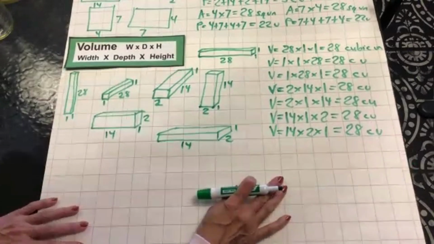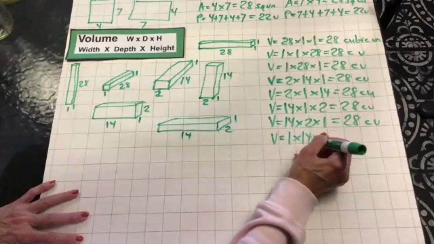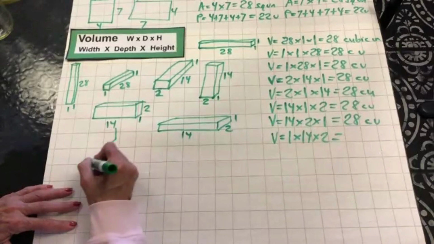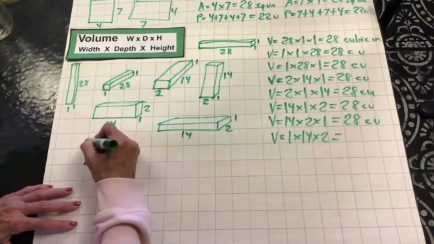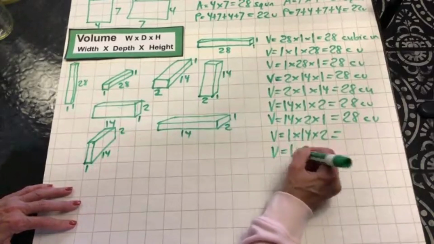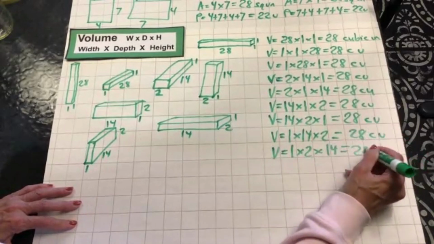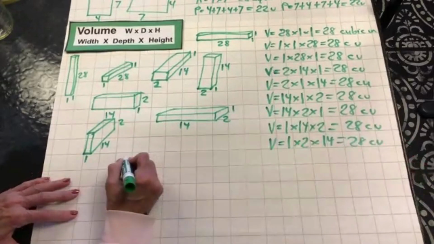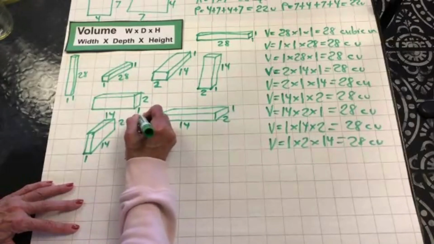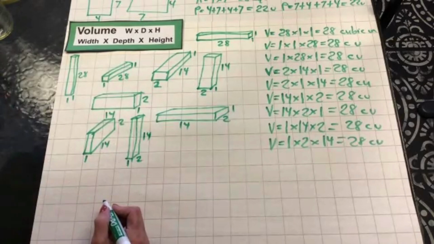All right, the next way to write it would be a 1 by 14 by 2. So we're talking 1 across by 14 deep by 2 tall. 1 by 14 by 2. And the other one would be a 1 by 2 by 14. And of course, these are all 28 cubic units. So we're talking 1 by 2 by 14 tall. 1 by 2 by 14. All right, we're not done yet.